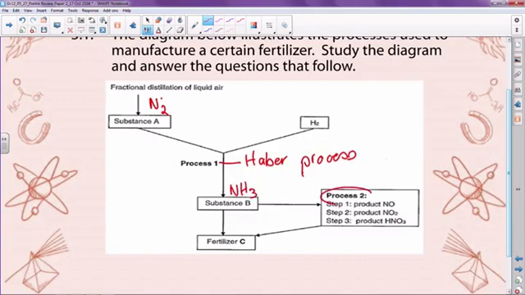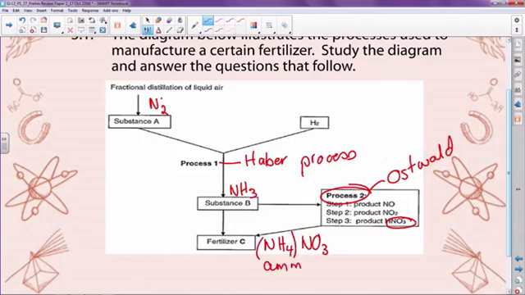Then they give me process 2, which gives me nitric acid. That makes that the Ostwald process. And what they've done here is gone ammonia plus nitric acid means that I'm going to get ammonium nitrate. Okay, didn't need the bracket. It's going to give me ammonium nitrate.